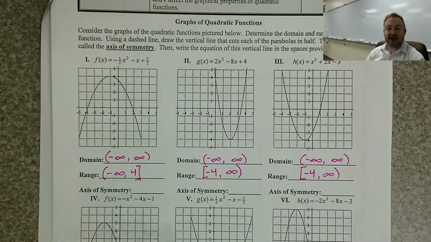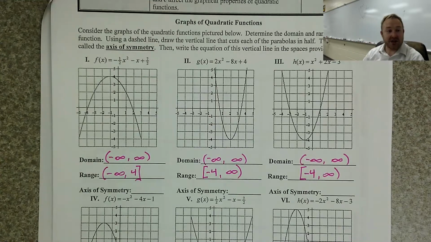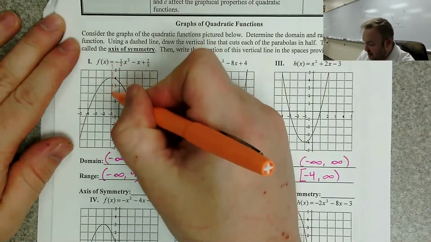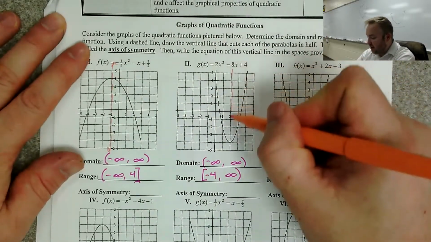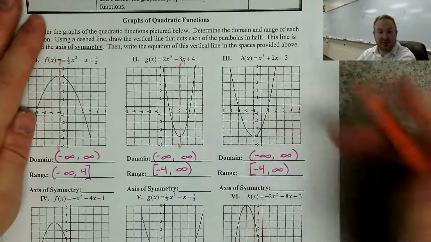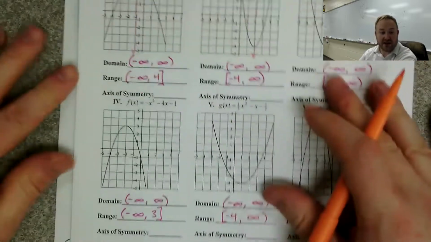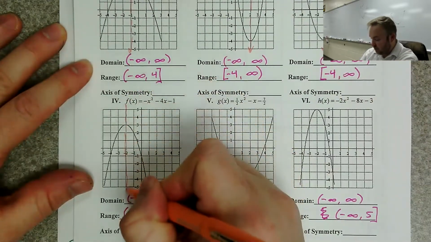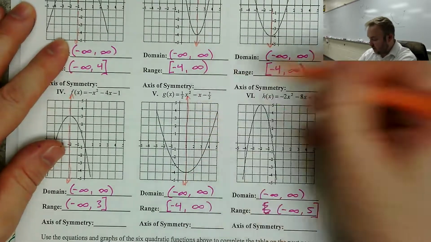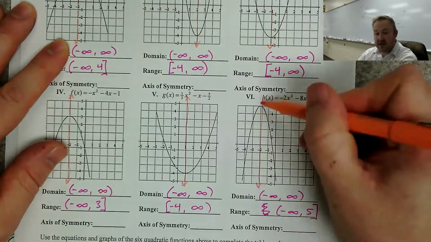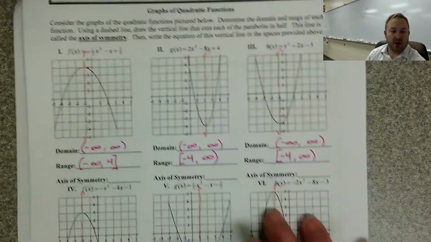As for the axis of symmetry, the axis of symmetry is this imaginary line that goes right down the middle of our parabola, and every single parabola has this symmetry. Every single parabola is symmetric over that axis of symmetry. Okay, and here's this one as well. And finally, this guy. Notice that that axis of symmetry goes through the vertex of the graph.